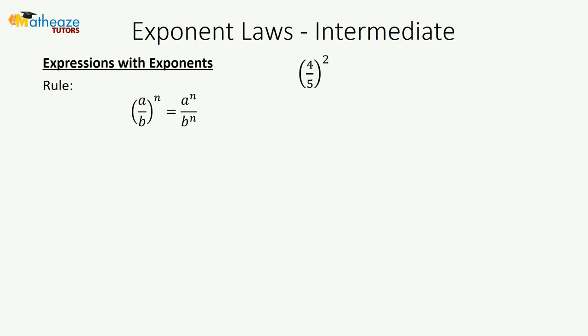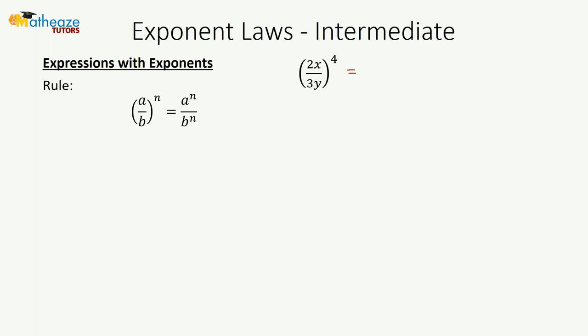Now let's look at expressions with exponents. So if I have an expression, in this case we have a fraction here, and then we have an exponent. What this means is that every term in the expression is affected by the exponent. So in this case, you have a over b to the power of n. So this is going to give us a to the power of n divided by b to the power of n. So in our example here, we have 4 over 5 to the power of 2. So this is going to give us 4 to the power of 2 divided by 5 to the power of 2, which is 16 over 25.